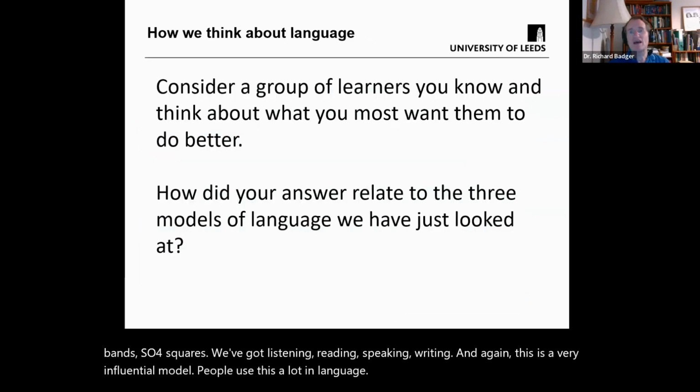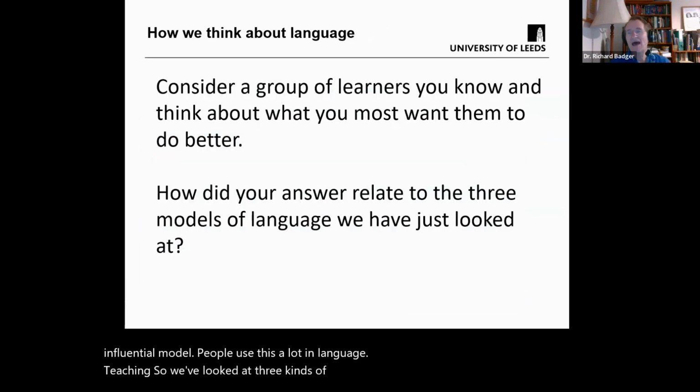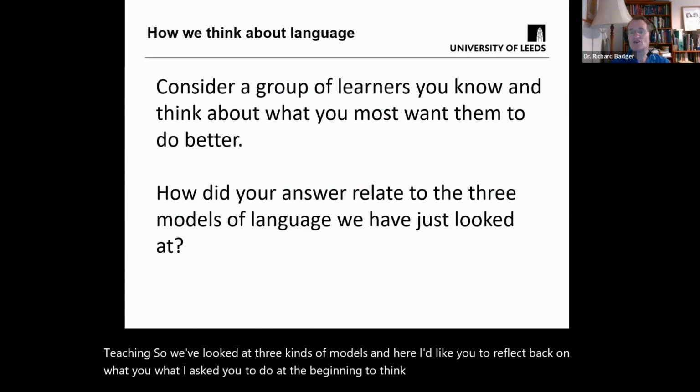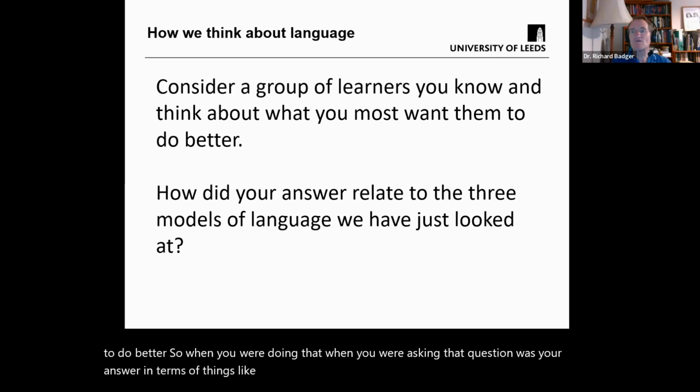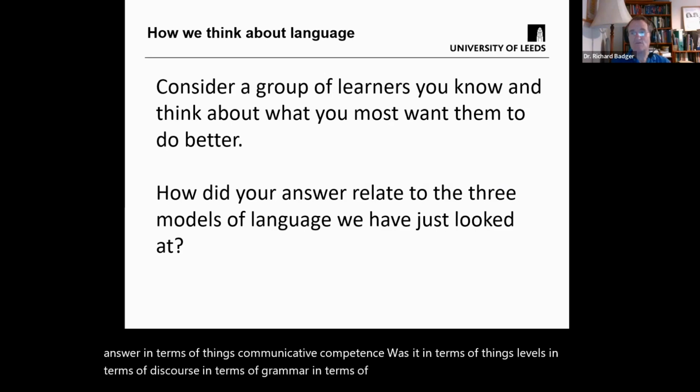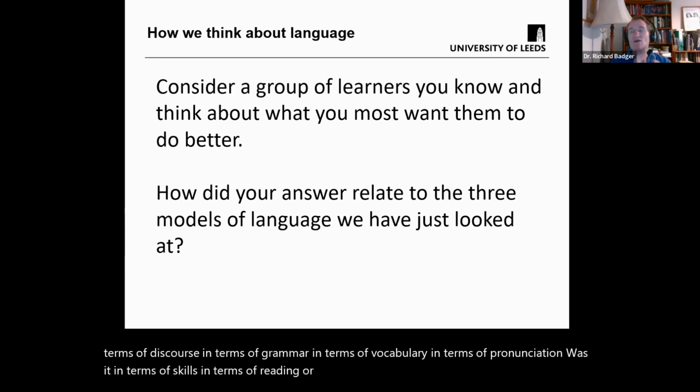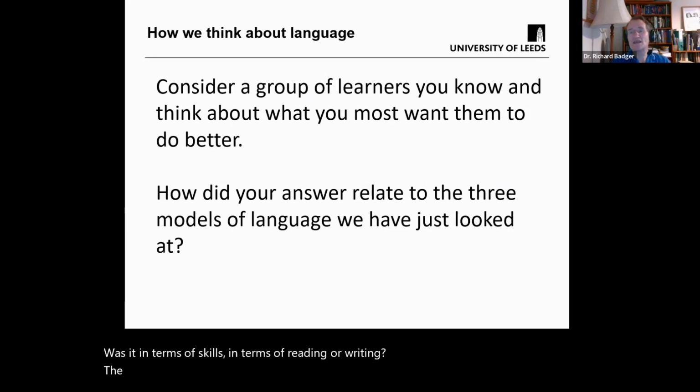So we've looked at three kinds of models, okay? And here I'd like you to reflect back on what I asked you to do at the beginning, to think about what you want your learners to do better. So when you were asking that question, was your answer in terms of things like communicative competence? Was it in terms of levels, in terms of discourse, in terms of grammar, in terms of vocabulary, in terms of pronunciation? Was it in terms of skills, in terms of reading or writing? Now, the point I'm making here is that when you ask teachers to do this, you will actually get quite a big range of answers.